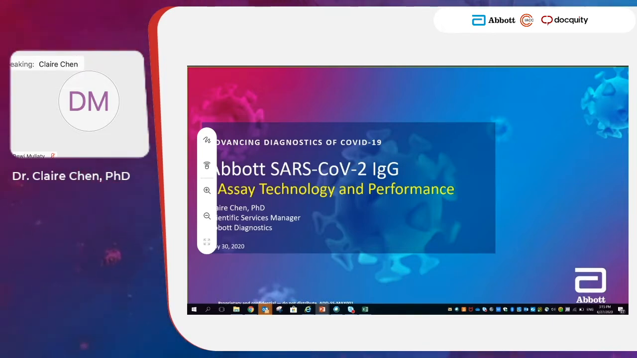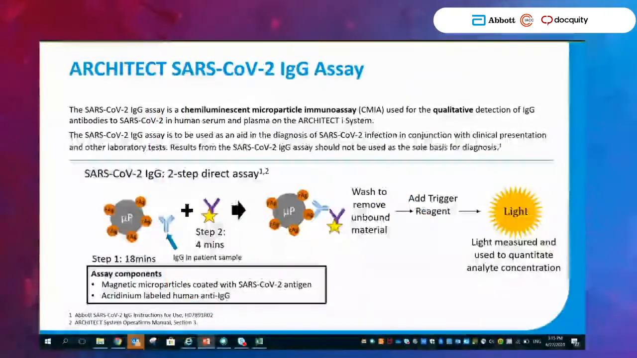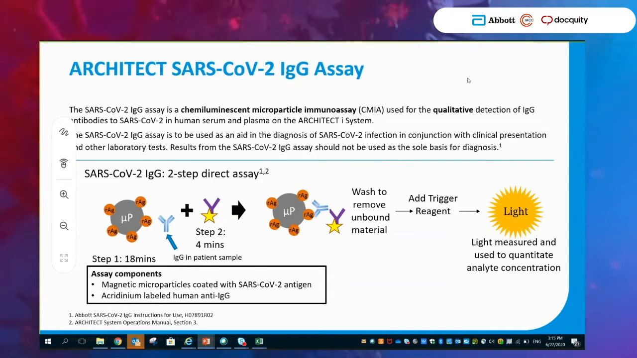And my topic today is the assay technology and performance of our SARS-CoV-2 IgG assay. In early May, we launched our SARS-CoV-2 IgG assay in response to the need for testing for COVID-19. Our assay is an IgG assay, testing just the IgG antibody, and it is based on the chemiluminescent microparticle immunoassay. This assay is a qualitative assay.